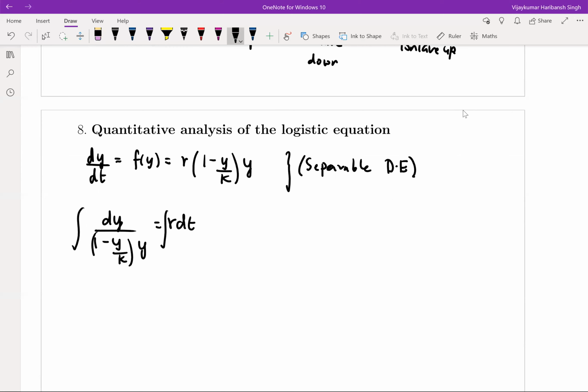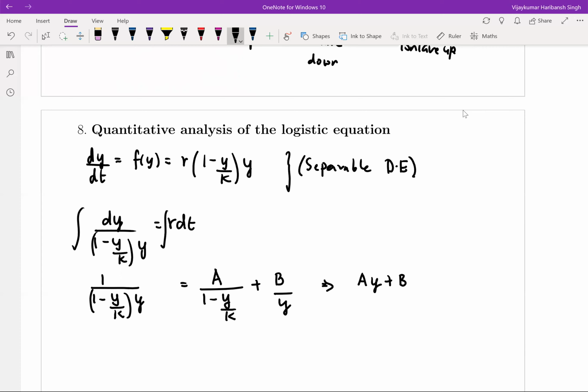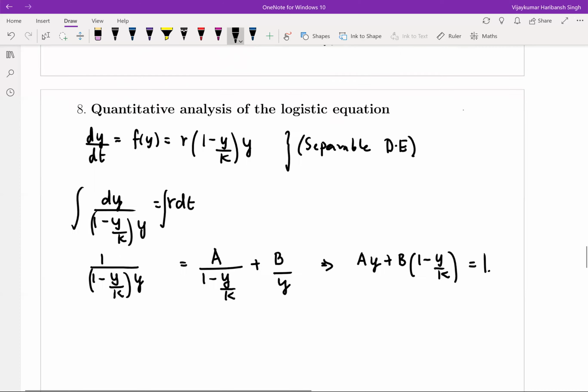So the left-hand side has to be done by partial fractions, right? That's the only way out here, or at least that's the only easy way out here. So I will try to apply the partial fraction. We get 1 upon (y/k)... sorry, 1 upon (1 - y/k)y equals a upon (1 - y/k) plus b upon y. And when you cross multiply, this would give me ay + b(1 - y/k) equals 1, right?